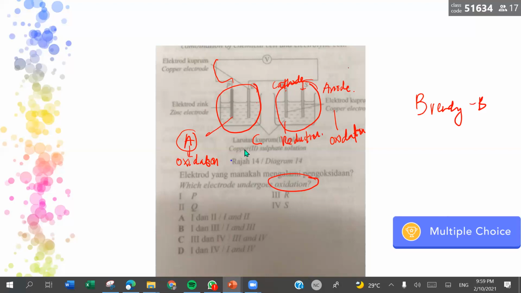So what is the best answer here? P and S. The answer is 1 and 4. Okay, so remember, if you ever come across this question again, if this is undergoing oxidation, it's connected to the next one, this is also undergoing oxidation. If this is your anode, this is also your anode. And then the rest will follow through. Are you following, teacher?